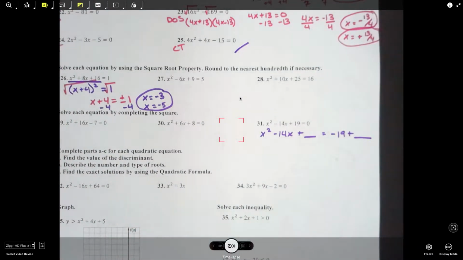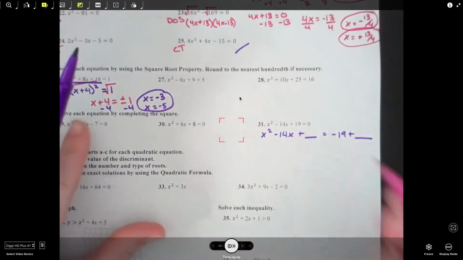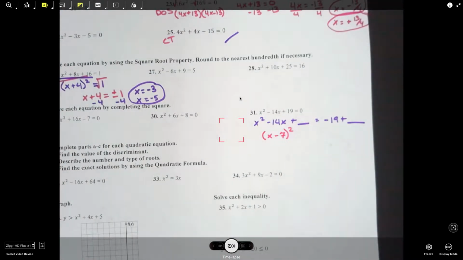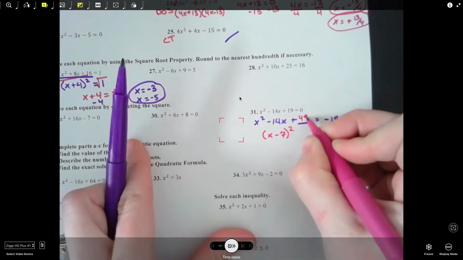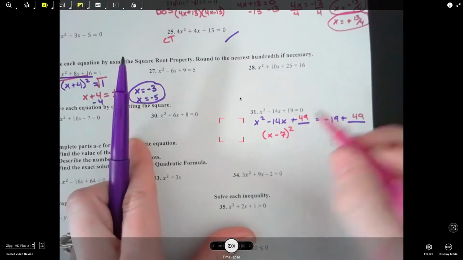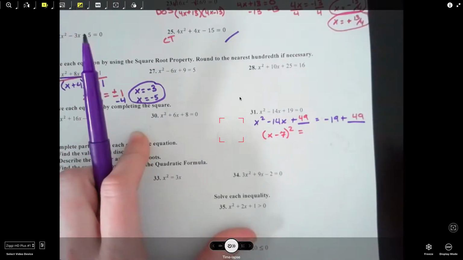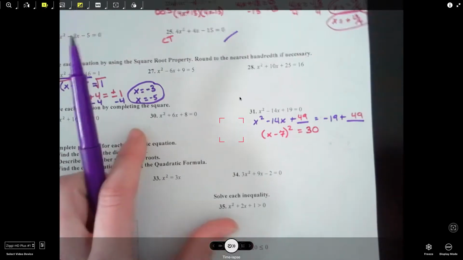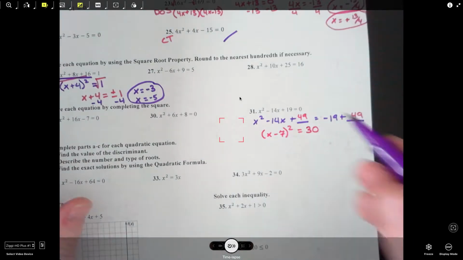Okay. Now, what can you add to itself to get negative 14? 7. But they're both negative. X minus 7. Okay. Now, what's negative 7 times negative 7? It goes in the blank. 49. And 49. Okay? So, what's negative 19 plus 49? 30. Now I'm in the same spot I was up here.